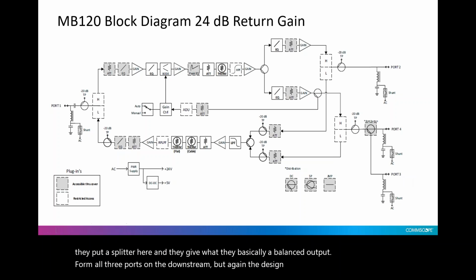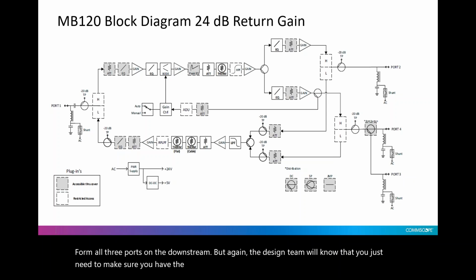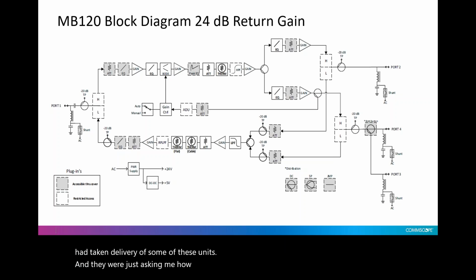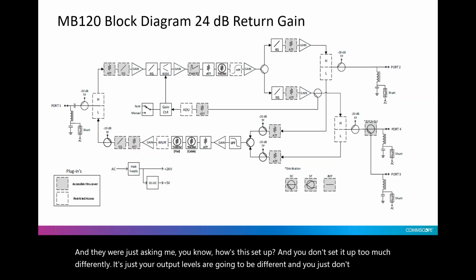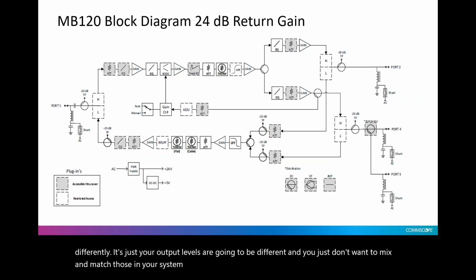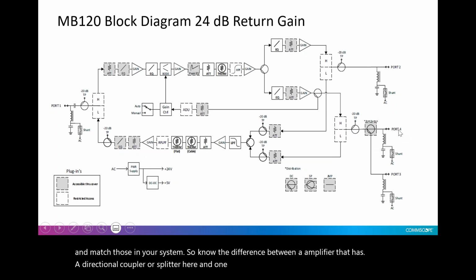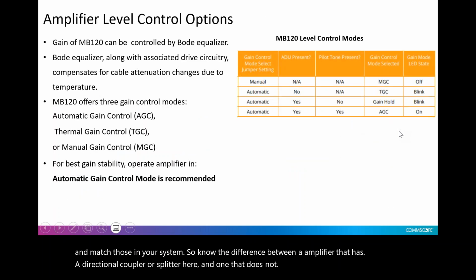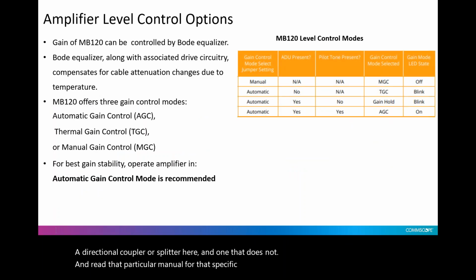But again, the design team will know that. You just need to make sure you have the right amplifiers in place. I got a call, I think it was from Utah, and they had taken delivery of some of these units, and they were just asking me, how's this set up? And you don't set it up too much differently. It's just your output levels are going to be different. You just don't want to mix and match those in your system. So know the difference between an amplifier that has a directional coupler or splitter here and one that does not, and read the particular manual for that specific unit. And I can talk about that a little bit.